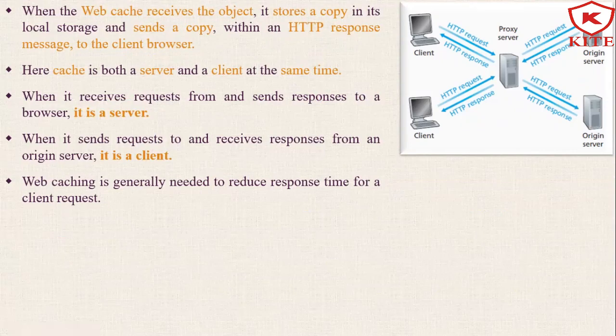Now we can see that if a second client wants the same object, it can send an HTTP request to the proxy server for the same object, which is stored locally. This request does not go to the origin server; instead, the proxy server replies with the same object to the client. So web caching is generally used to reduce the response time for a client request.